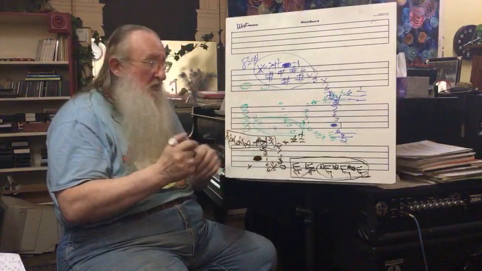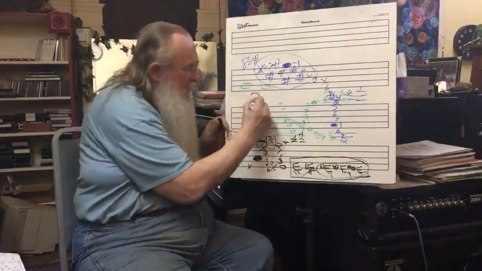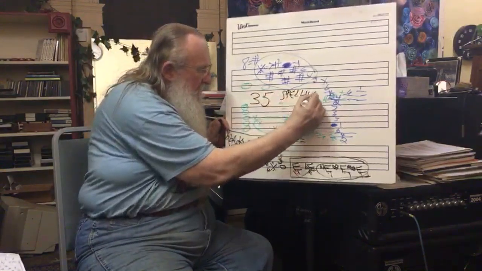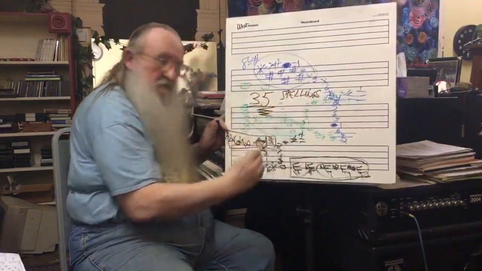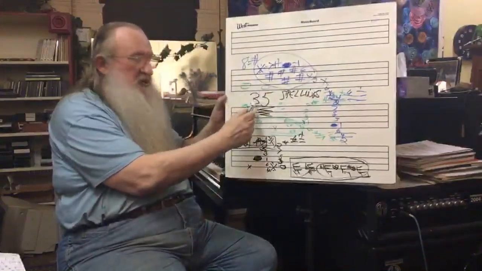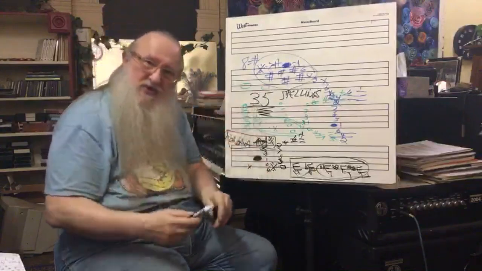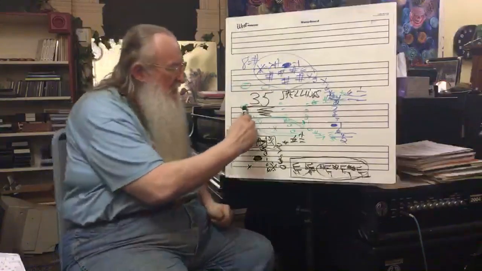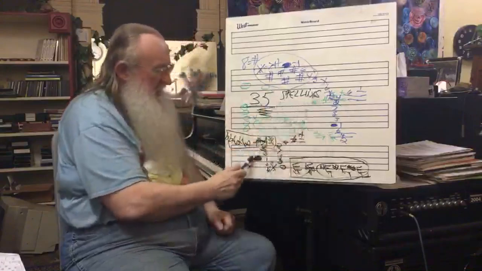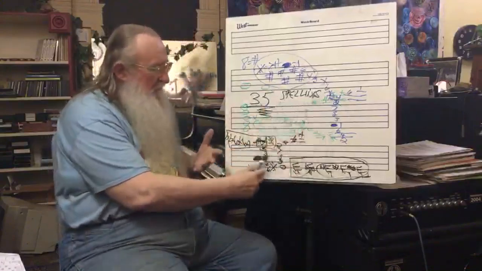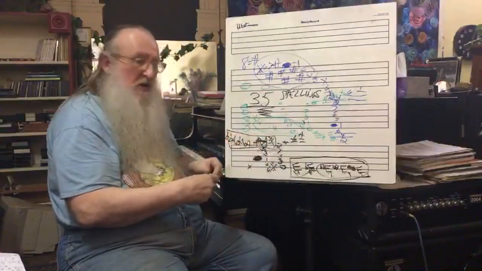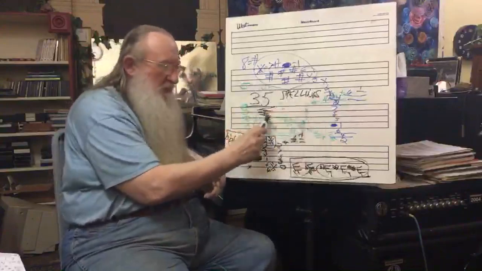Now we have 7 letter names times 5. There is 35 spellings for the major scale. Now, there are some people that teach up to 21, but that's because they're not including the double sharps and the double flats. As soon as we start going into double sharps and double flats, you can spell up to 35 A's. I can start with A, have 5 there, B have 5 there, C have 5 there, D have 5 there, etc., etc. And there are 35 spellings for the major scale.